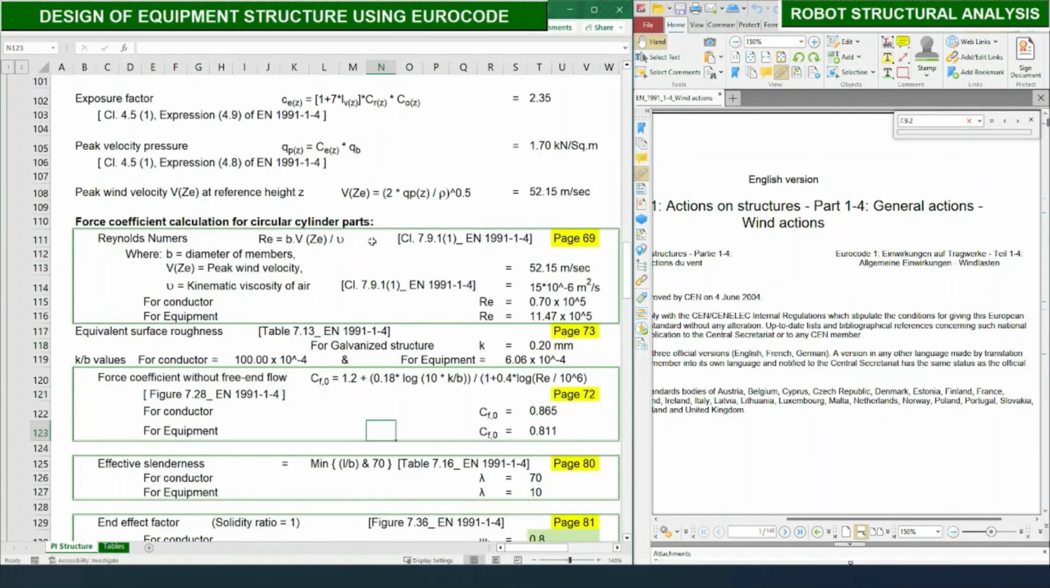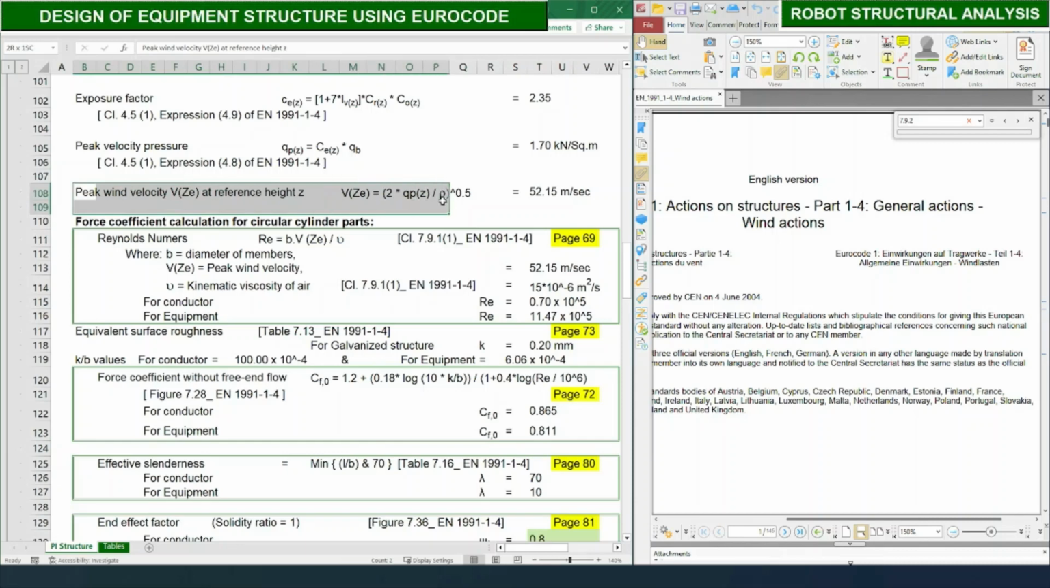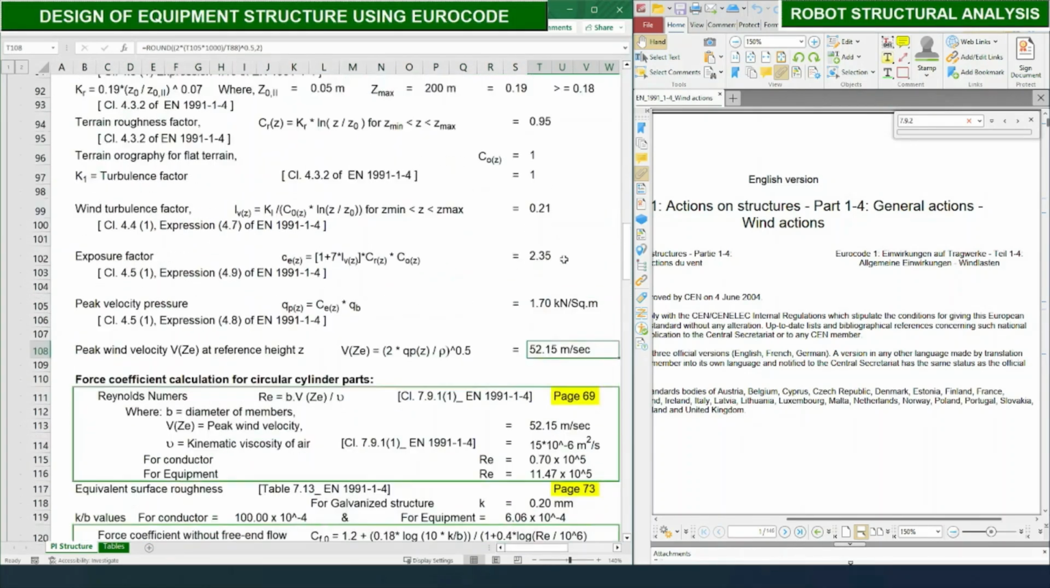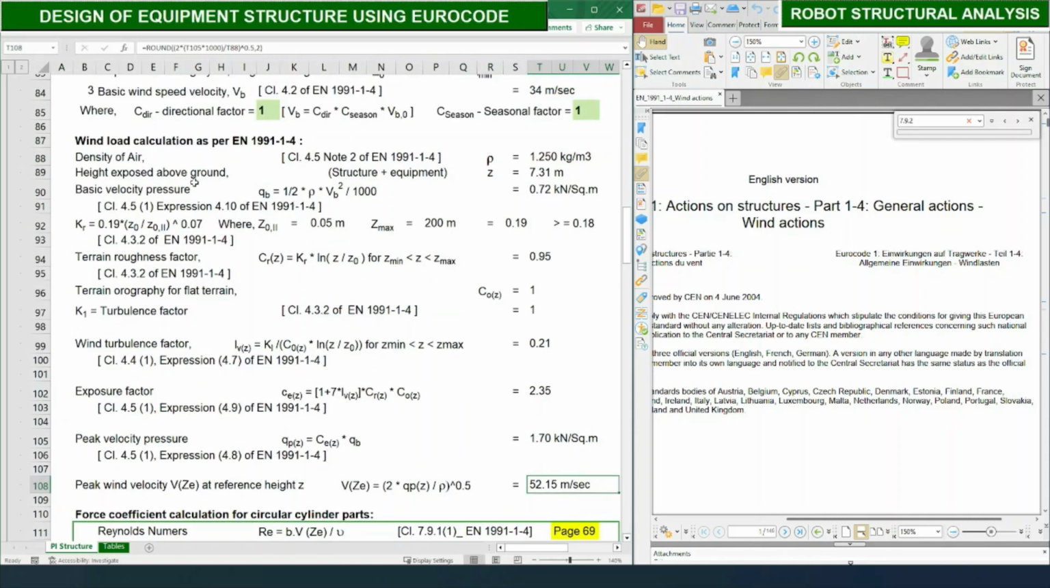These are the few steps we need to calculate to find the force coefficient for each individual part, for example conductor, equipment and structure. Here we need to calculate the peak wind velocity in order to find the Reynolds number value. It is a reverse calculation from peak velocity pressure to peak wind velocity, or speed. For that we apply the same formula we used to find the basic velocity pressure, 0.72 kN per square meter, in reverse.